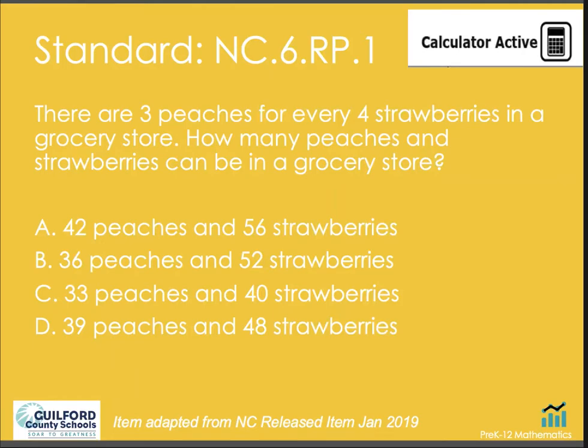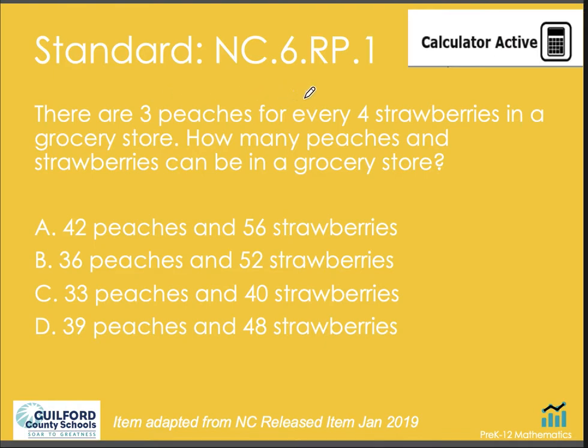To be Unit 3, Lesson 4, but I want to start us off going over a previous EOG question. This actually relates to Unit 2, so I'm going to pull up my pen. Whenever you're reading these questions for testing, make sure you're using your strategies. First thing we're going to do is read the question. There are 3 peaches for every 4 strawberries in a grocery store. How many peaches and strawberries can be in a grocery store?